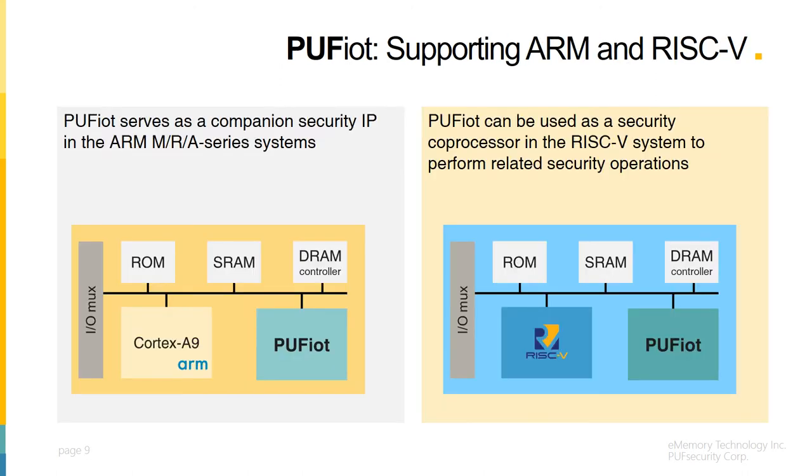PUFiot can be used as a secure coprocessor to any system. There are already two mainstream CPU architectures that have already used PUF security solutions. Whether it's an open system with TrustZone in ARM, a multi-zone security environment in RISC-V, or an ARM or RISC-V closed security system environment, it can be easily supported. PUFiot provides an integrated hardware root of trust and directly provides security functions to the main CPU.